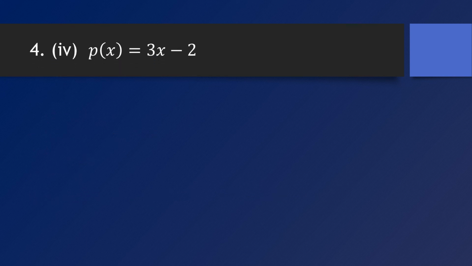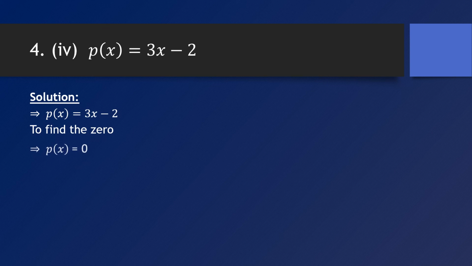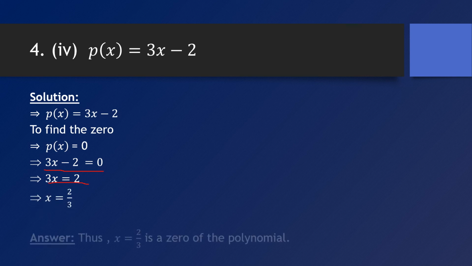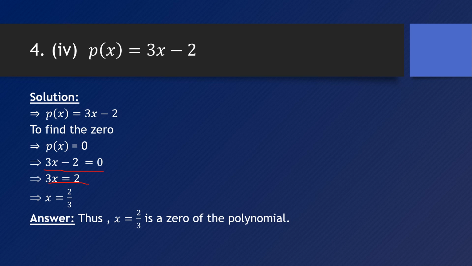Let's move on to the fourth part of question number 4, that is p of x is equal to 3x minus 2. Again, we are going to put this polynomial equal to 0 in order to find the 0 of this polynomial. So it will be 3x minus 2 is equal to 0. On transposing the values, we will get 3x is equal to 2 and then x is equal to 2 by 3. Therefore, x is equal to 2 by 3 will be a 0 of the given polynomial.